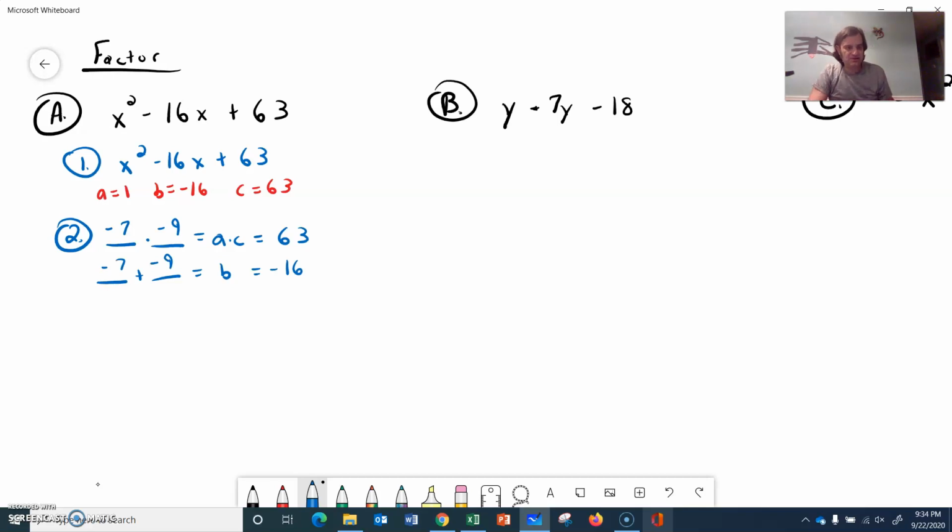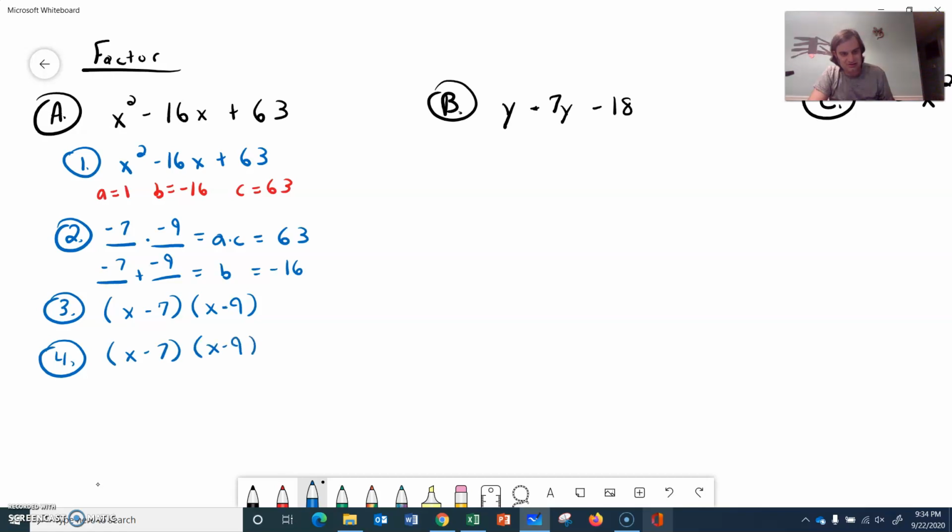And now we're going to put that into our factors, which A is 1, so that'll be pretty easy. It'll be x minus 7 and x minus 9, and since A was 1, nothing can come out. So step 4 looks just like step 3. And since we didn't factor anything out in the beginning, step 5 looks just like step 3 and 4.